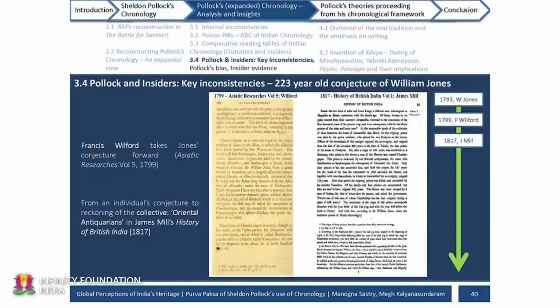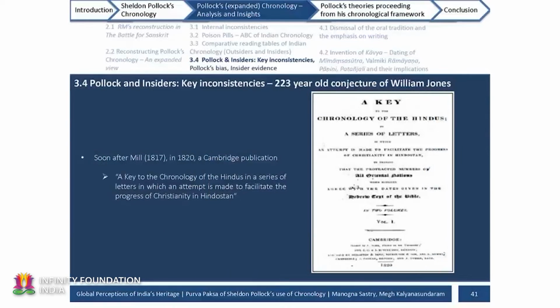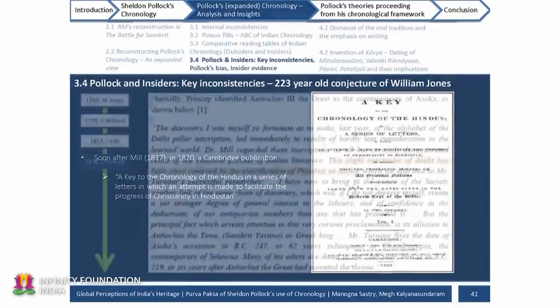Now, immediately after Mill's publication, a Cambridge publication, 1820, I'm just going to read out the title. A key to the chronology of the Hindus in a series of letters in which an attempt is made to facilitate the progress of Christianity in Hindustan. Do I need to say anything more?